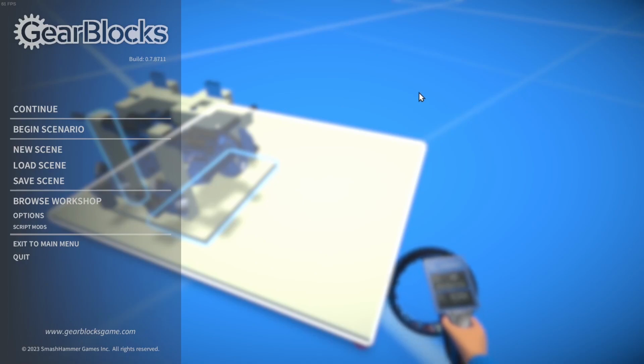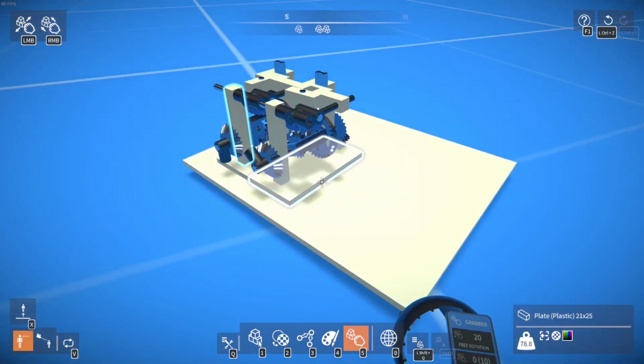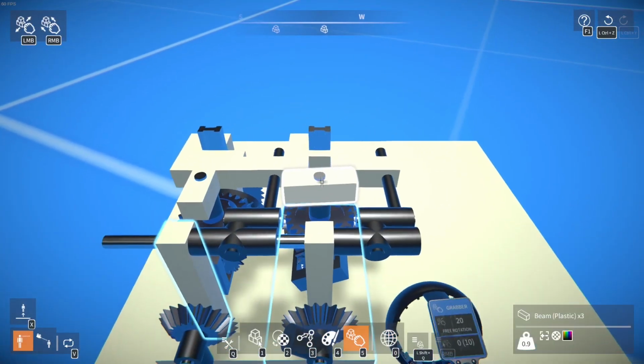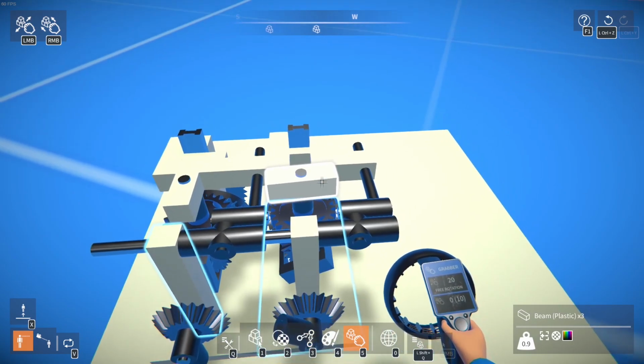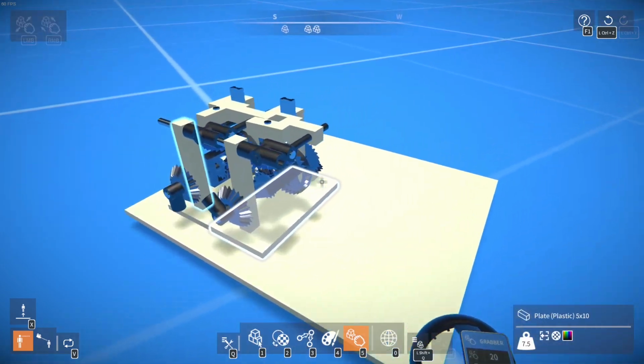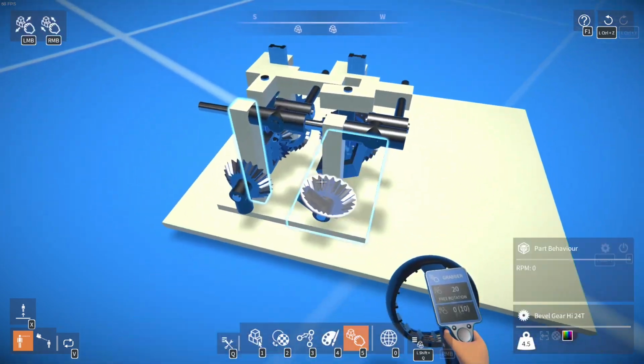Hello there, I'm in this game that just released in early access called Gearblocks, and it's a game where you can make mechanisms with gears, among other things. So I plan to make at least a proof of concept for a computer, and here I have some memory. This is a single bit of memory.